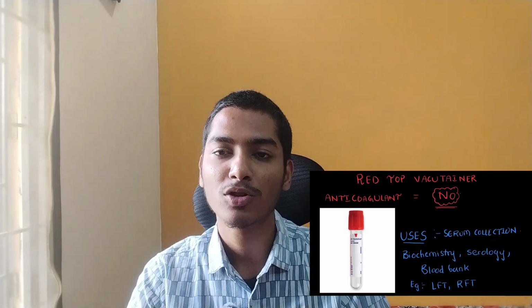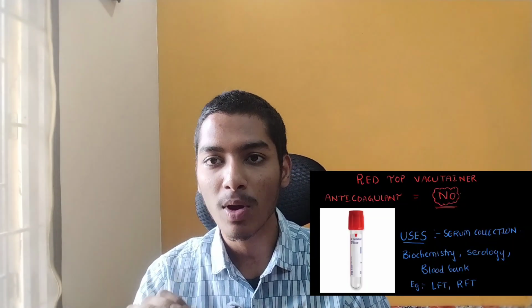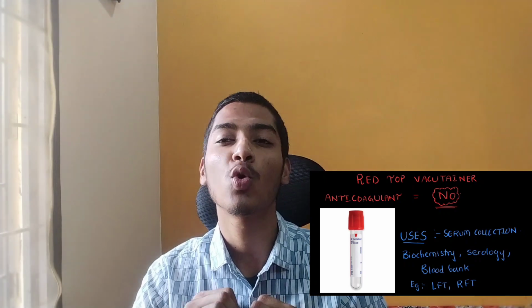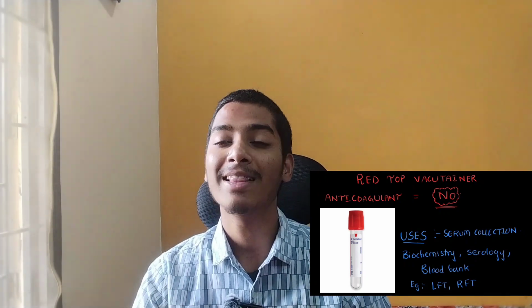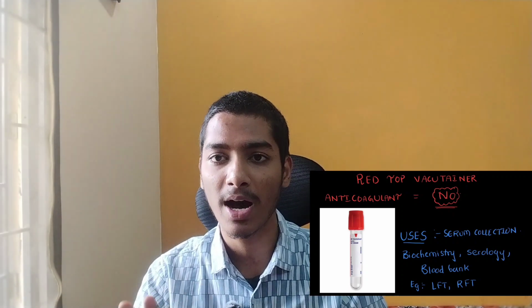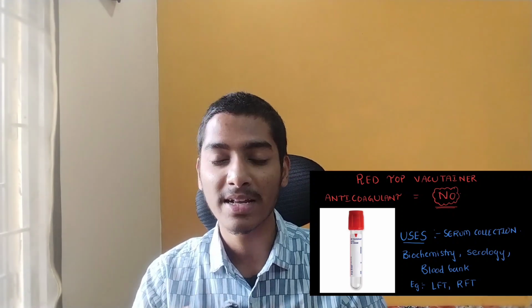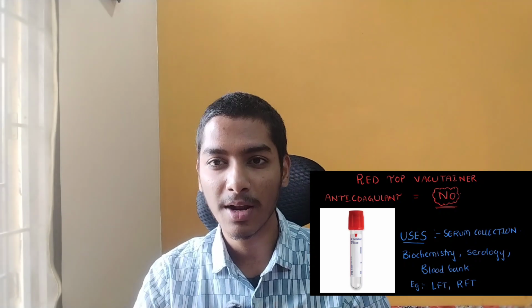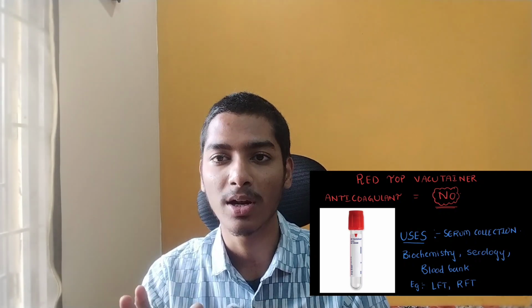So let's start. First we have the red top vacutainer. In this red top vacutainer, the anticoagulant used is none. So there is no anticoagulant in red top vacutainers, and the sample that is collected here is serum. So we collect serum, right? And the tests employed are just biochemical tests, like in serology, for example liver function tests and renal function tests, and hepatitis antigen, like hepatitis B antigen, is also tested with the help of this red top vacutainer.